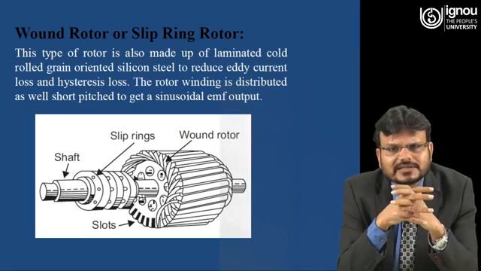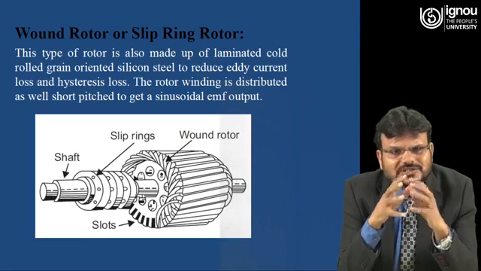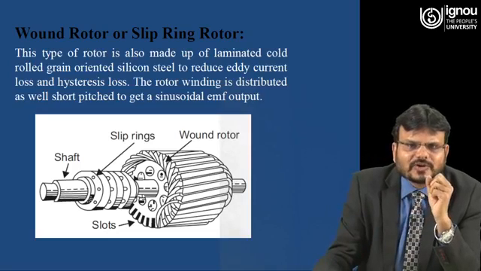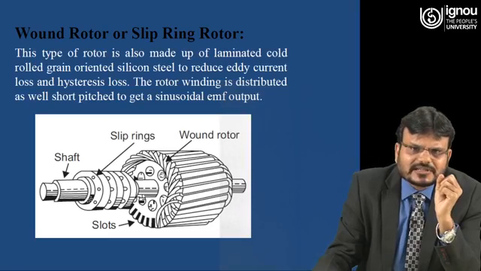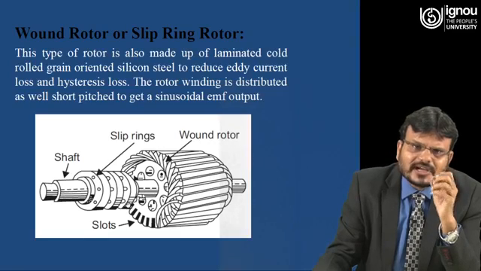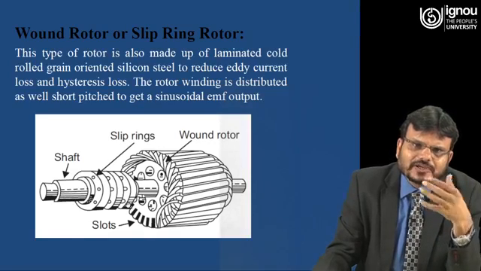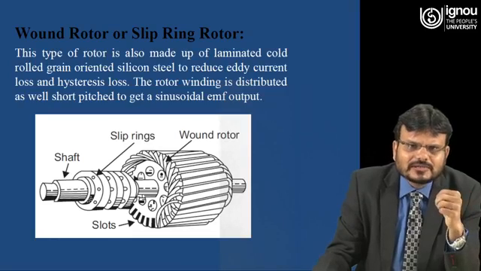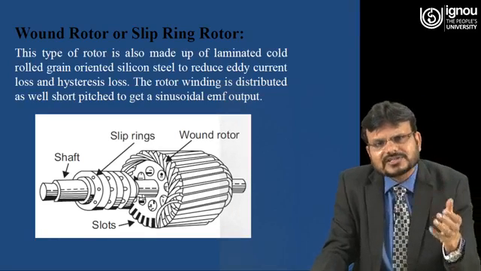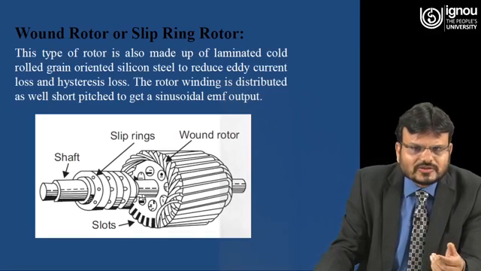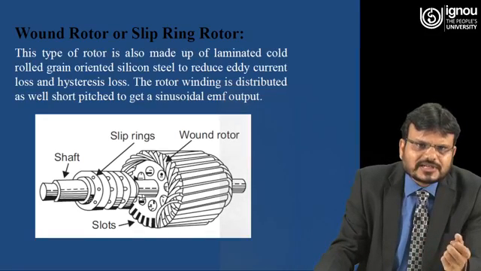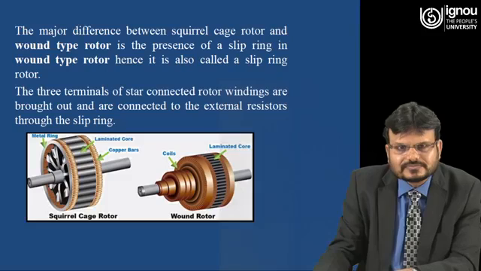The rotor winding is distributed as well as short pitch to get sinusoidal EMF output. So here you can see in the diagram, this is a wound rotor. Here you can see the slip ring. All windings are connected to this slip ring, and with the help of the slip ring, you can put the external resistance to the motor. If you are able to put the external resistance, you can control the speed of the motor also. You can increase the starting torque of the motor also.